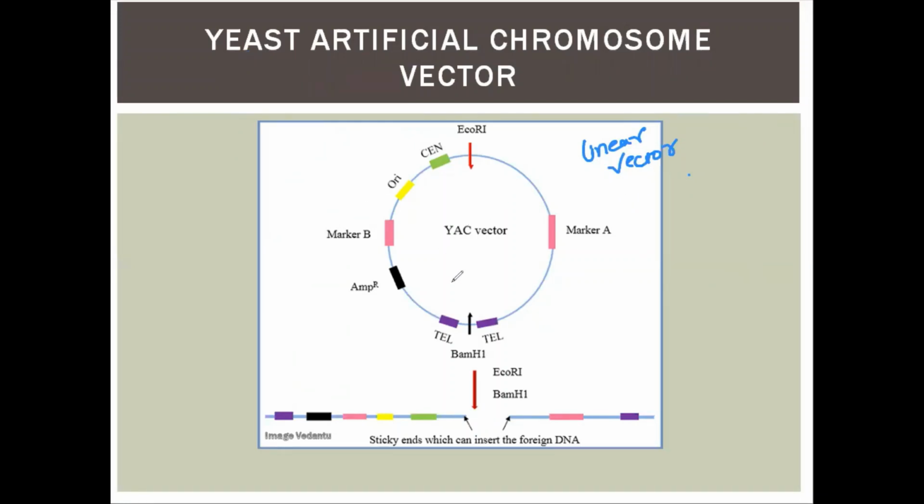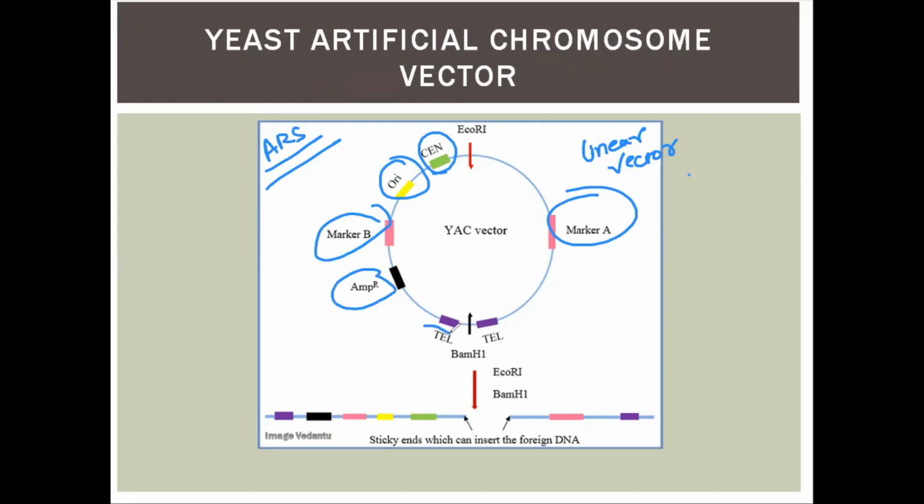So what does it contain? The first thing it contains is ARS, autonomously replicating sequences, a centromere, CEN, and ORI, the origin of replication. It has two different markers. As you can see here, these are selectable markers, the ampicillin resistance gene, and these are telomeres. So this is what it contains.